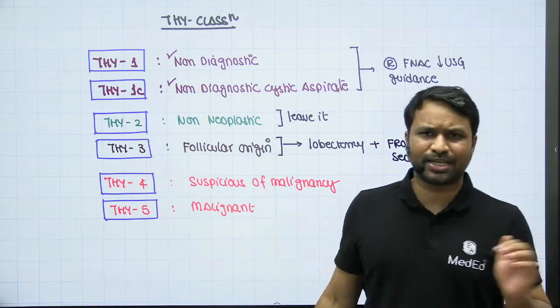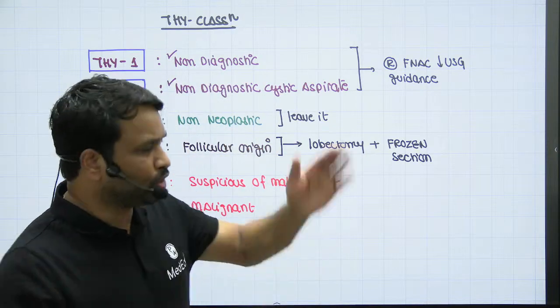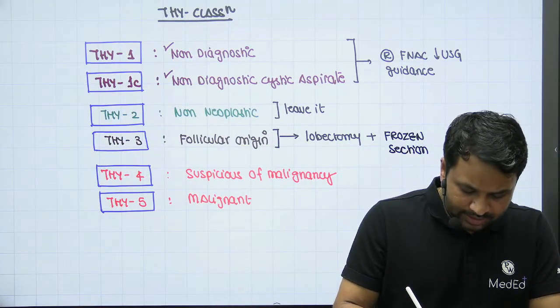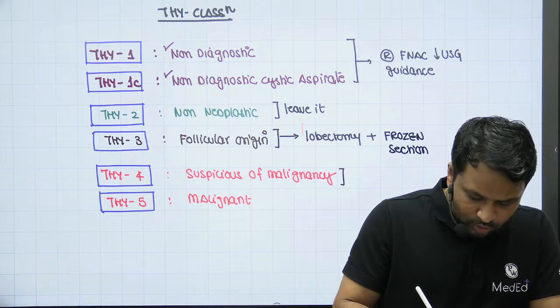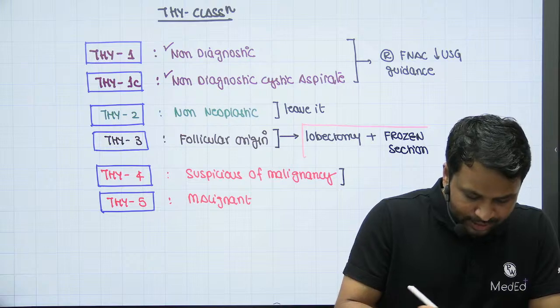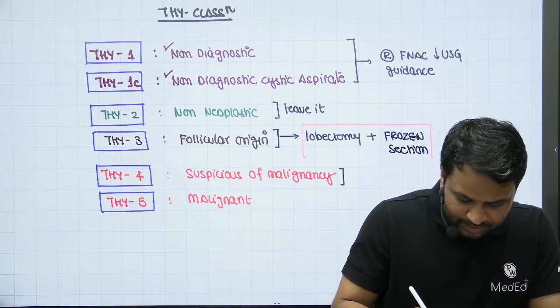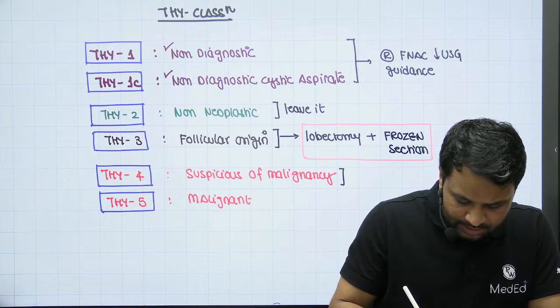On the basis of frozen section, if it is benign, that is follicular adenoma, close and come back. If it is malignant, do your completion thyroidectomy. Now, if it is suspicious of malignancy, again you will do the same drill. I will do lobectomy with frozen section and then rely on this. If you're suspecting it, confirm it. The only way you can confirm it is by doing the biopsy.